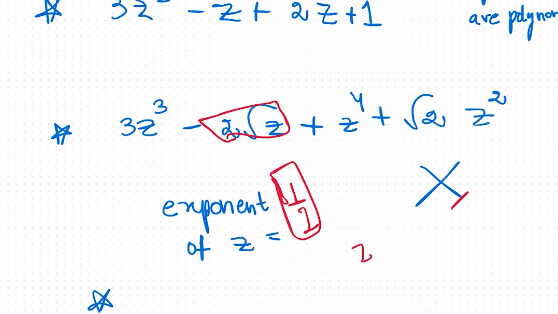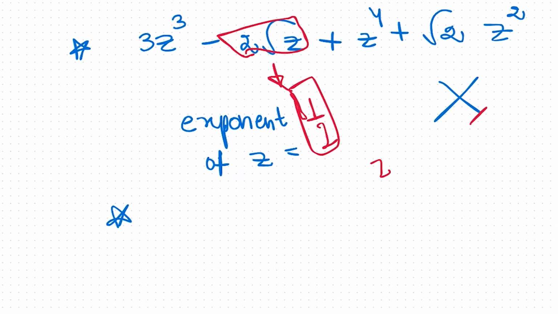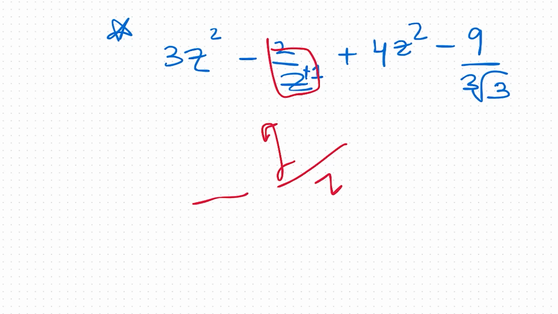So let's do one other question. You understood this, right? It's not only about x all the time. You can take y, z, anything. As long as this exponent is a whole number, then it's fine, and z is the variable. So this one is also a polynomial, it should be.